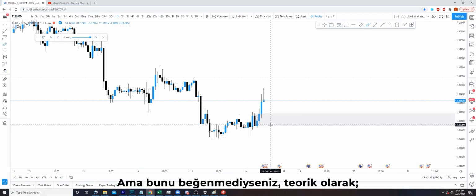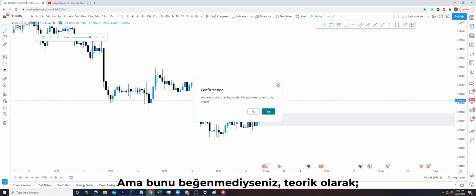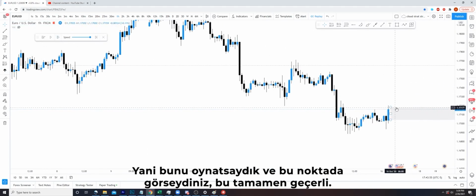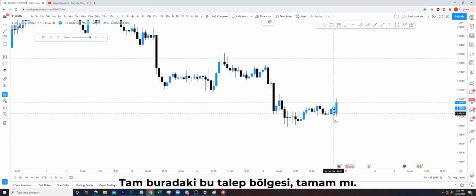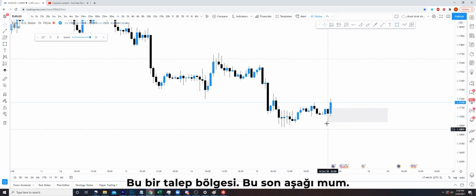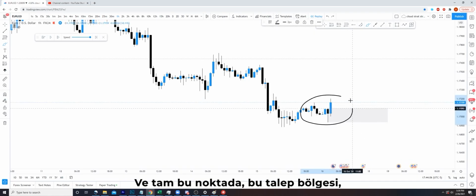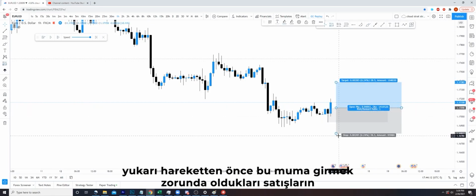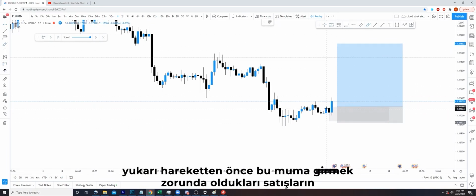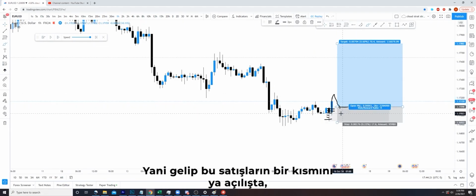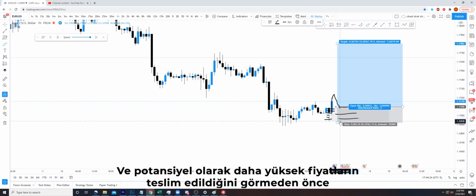It always has. But if you don't like that, you could have theoretically, okay, if we follow this, used this demand zone, okay? So if we just play this and you saw it at this point, this is perfectly valid, this demand zone right here. Okay, this is a demand zone. It's the last down candle, and in this case, it did take out liquidity before the up move. And at this exact point, this demand zone is valid to expect to see mitigations of the sells that they had to enter into this candle before the move up, right? So they need to come mitigate some of those sells either at the open, the 50, or even lower. We don't know, and we'll see how to refine that later, to then see potentially higher prices be delivered, right?